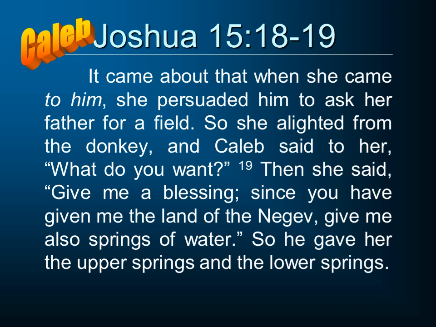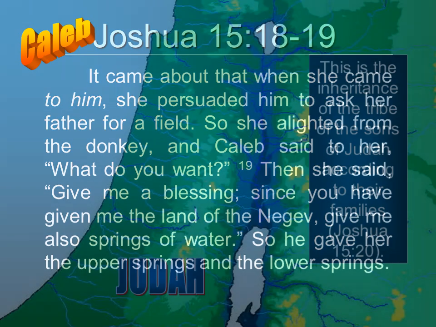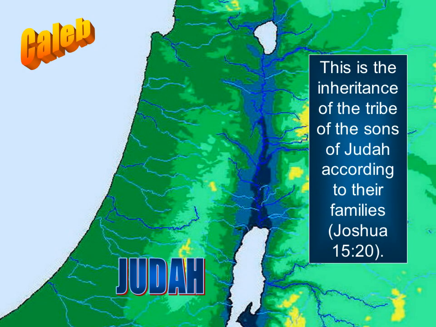And I just think this is a delightful picture of a daughter. And daddies find it hard sometimes to say no to daughters, especially beloved daughters. I have one of those too. So he gave her the upper springs and the lower springs. Verse 20, this is the inheritance of the tribe of the sons of Judah according to their families. And so Judah receives its inheritance in that southern part of Canaan.